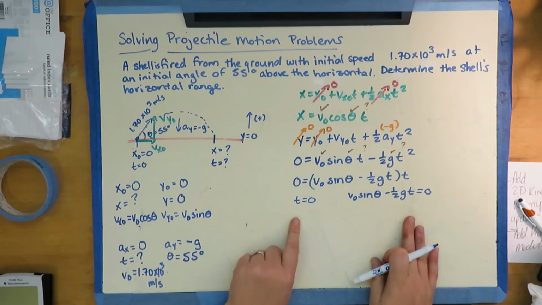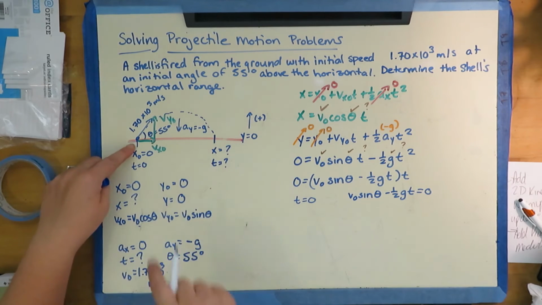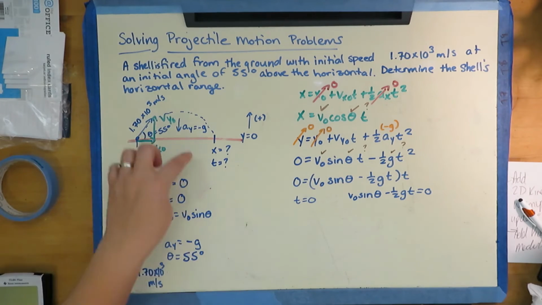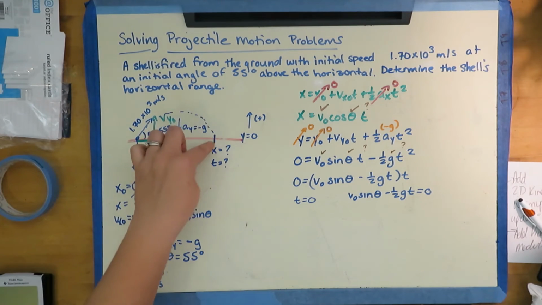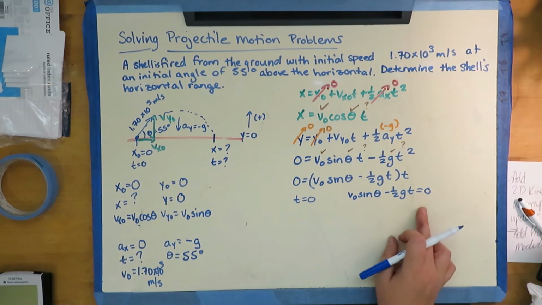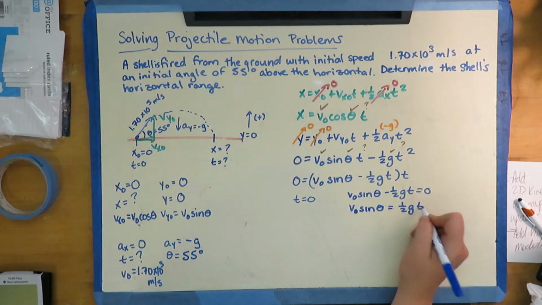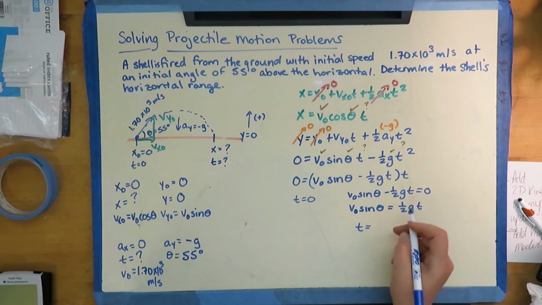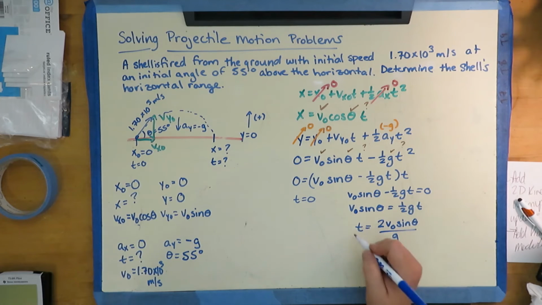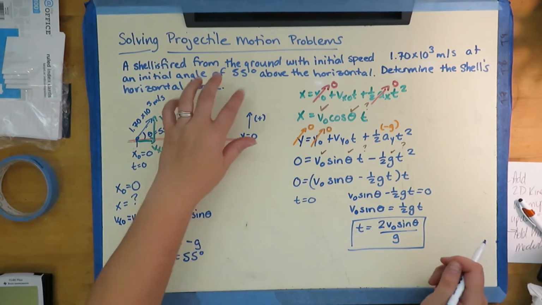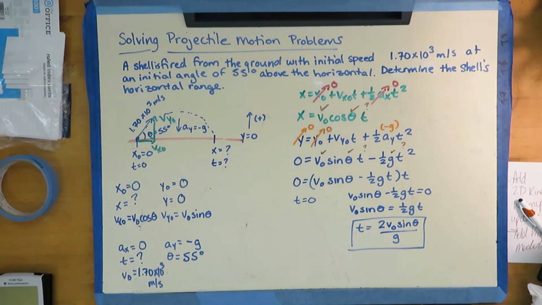Now this is representing that there are actually 2 times that the object is going to have that same vertical position. So it's here and here, but I'm interested in this position over on this side. So when I go to solve this equation, I can add the 1/2 gt to the other side. So V0 sine theta is equal to 1/2 gt. And then when I solve for t, I get that t is equal to 2 V0 sine theta over g. And so at this point, I actually have all that information. I can numerically calculate a value for the time that it takes for it to hit the ground.